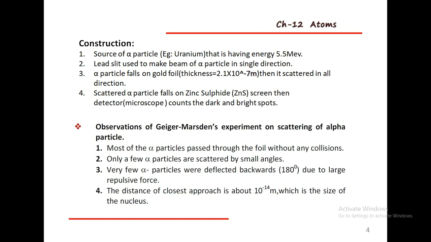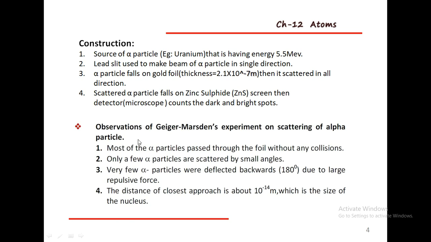Then they are scattered in all directions. The scattered alpha particles fall on a zinc sulfide screen, that is the ZnS screen. Then the detector or microscope counts the dark and bright spots. Then the Geiger and Marsden observations were given after this experiment. These are the observations of the Geiger-Marsden experiment on scattering of alpha particles.